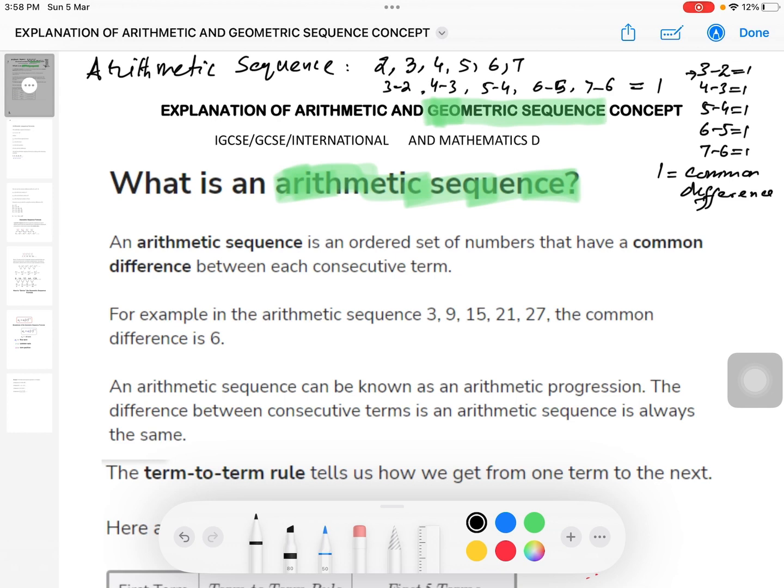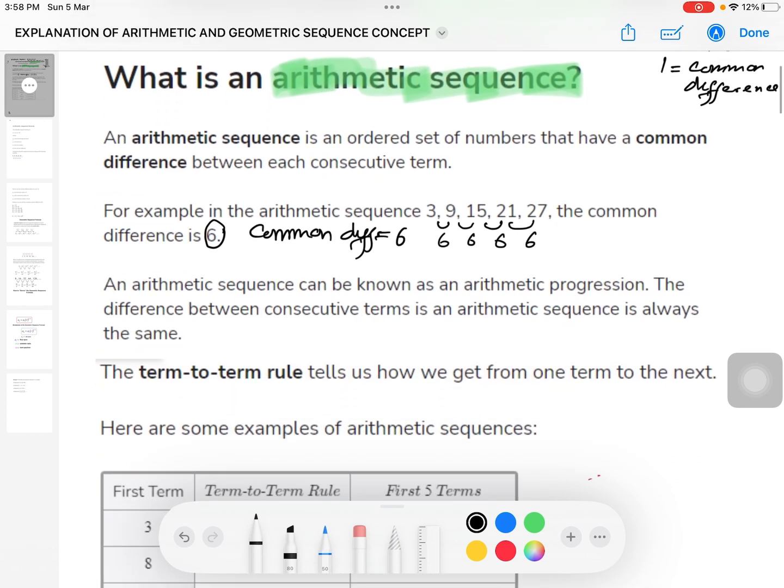Another example is given here: 3, 9, 15, 21, and 27. The difference of these is 6. The difference of these is 6. So the common difference is 6 here. So this is called an arithmetic sequence. Sometimes it's called an arithmetic progression, so both names are used for this sequence. Sometimes it's called a linear sequence. So these different names are given to this sequence.